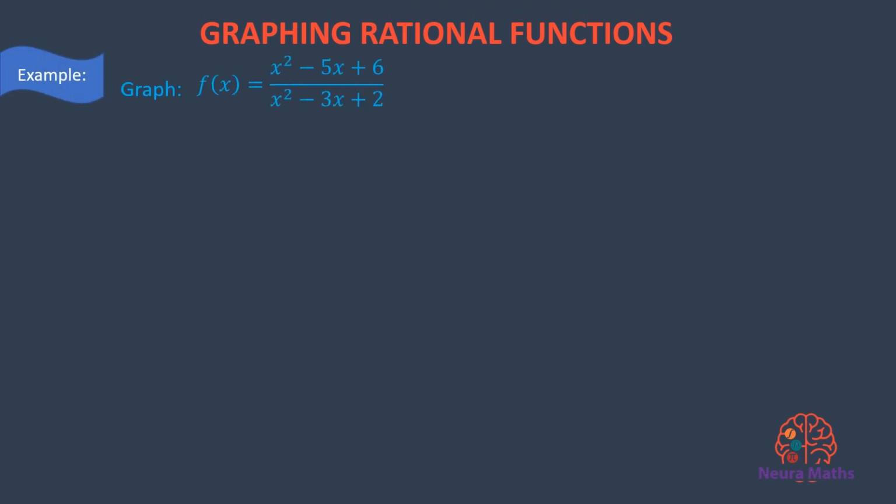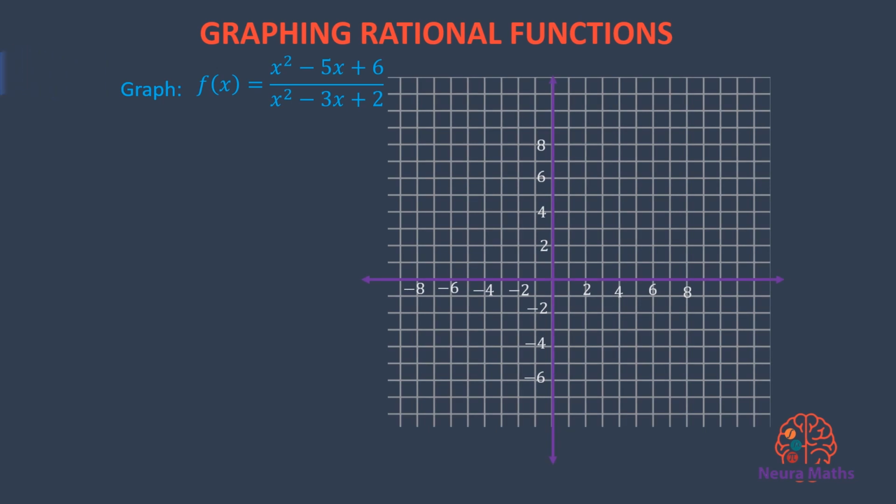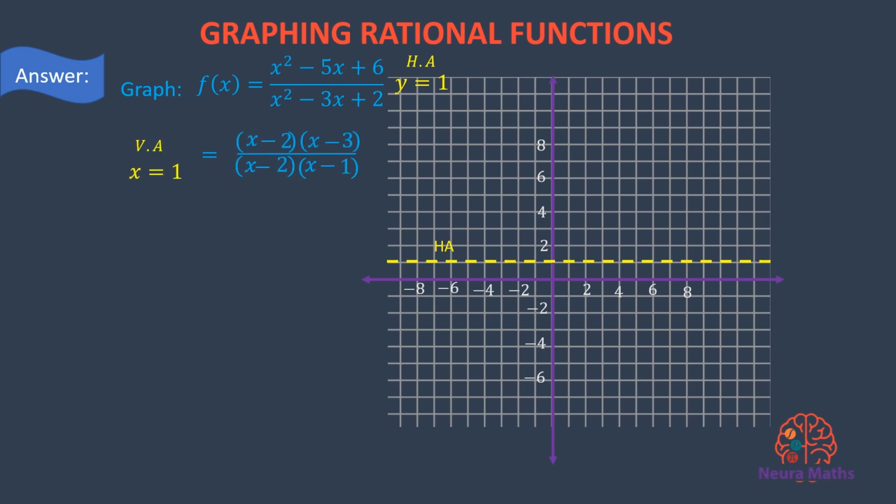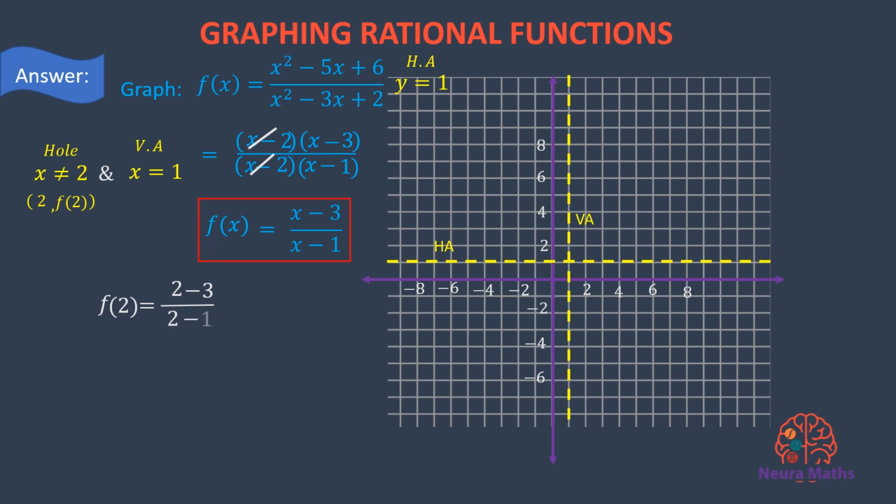Since the numerator and denominator polynomials have the same degree, there is a horizontal asymptote at y equals 1. From the factored form, we can see that there is a vertical asymptote at x equals 1 and a hole at x equals 2. To find f of 2, it is better and quicker to use the simplest form, which gives f of 2 equal to -1, so there is a hole at the point (2, -1).